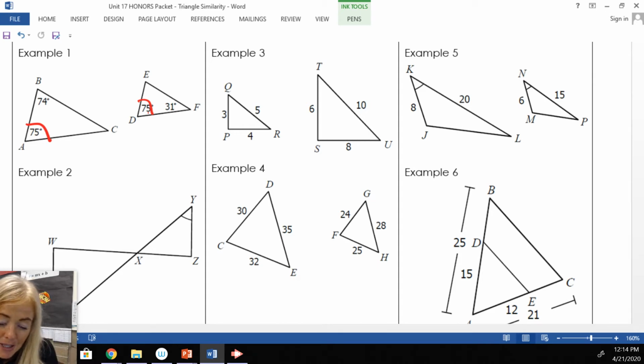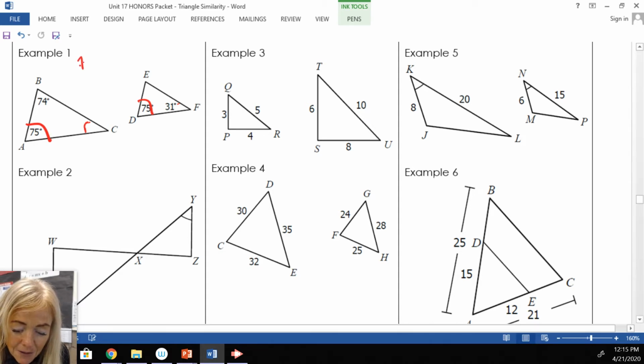Figure out what the third angle is, because you don't know if you have corresponding angles, and therefore supposedly congruent, but not, so therefore not similar. So you have to figure out what the third angle is. This one might just be 31, like the other angle in the other triangle. You just don't know it because they didn't tell you. So let's figure out what it is.